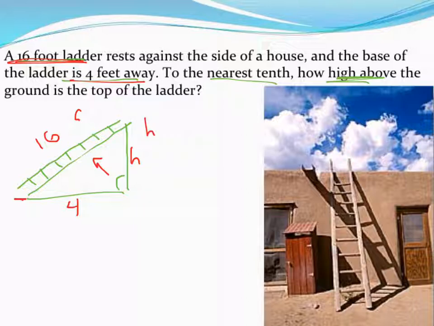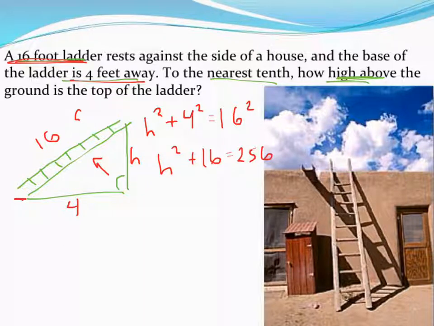So my two legs squared are going to be h squared plus 4 squared. That needs to be equal to the hypotenuse squared, which is 16 squared. If I square these values, I'll get 16 and then 256. Subtract 16 from both sides, so h squared is equal to 240.